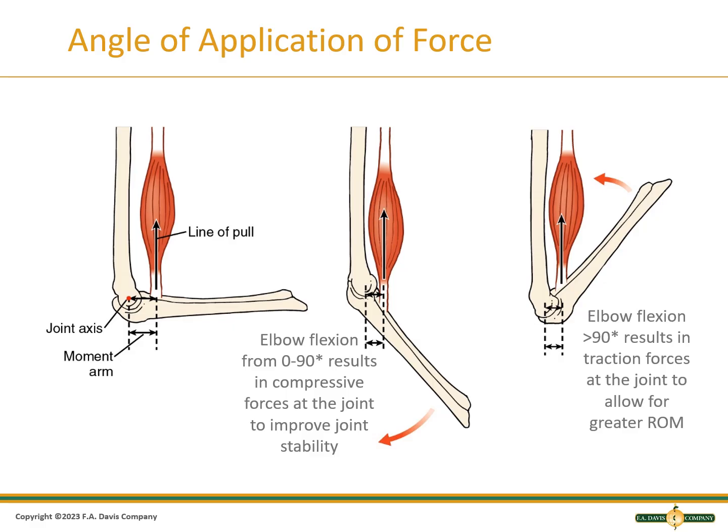We can see in the second picture that elbow flexion from 0 to 90 degrees results in compressive effects at the joint, which helps to improve stability in this range. The third picture shows how elbow flexion from 90 degrees to end range results in traction effects of the joint, which allows for increased range of motion.